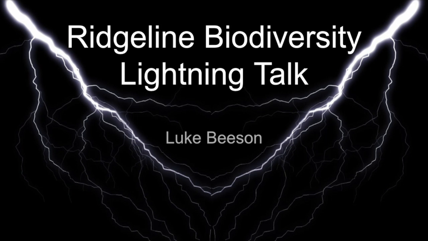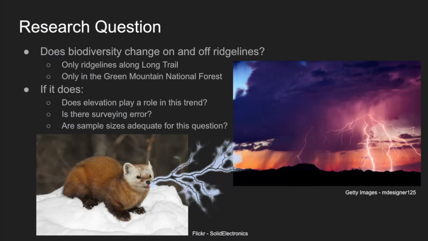Hello, my name is Luke Beeson, and my lightning talk today is looking at ridgeline biodiversity. More specifically, the question I was pursuing was, does biodiversity change on and off ridgelines? And if it does, does elevation play a role in this trend?